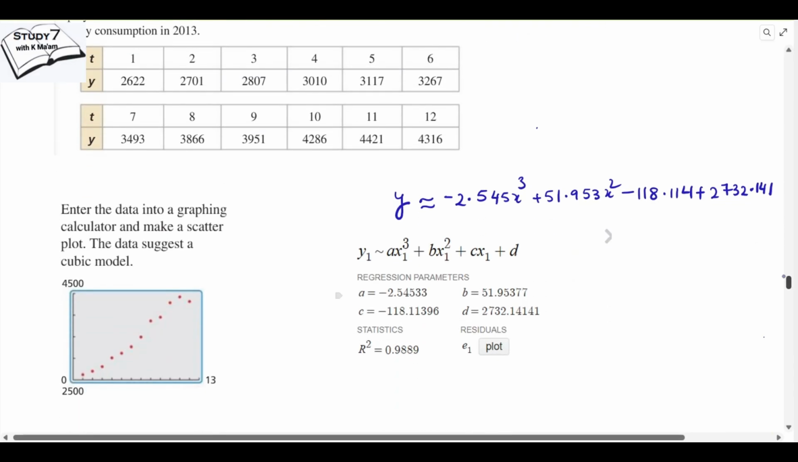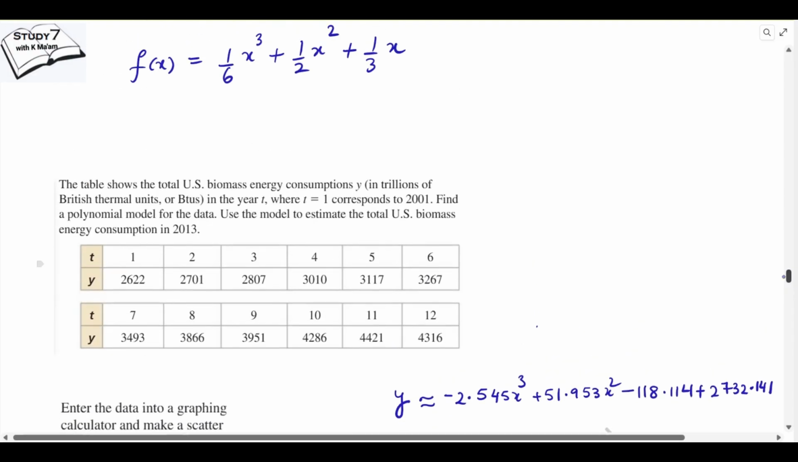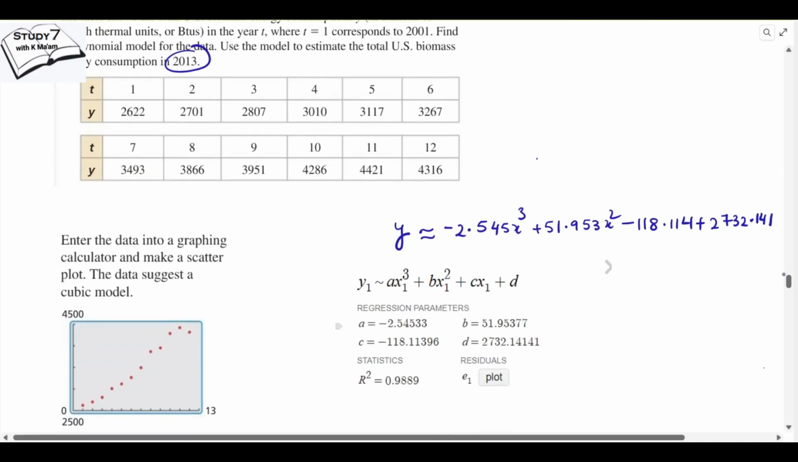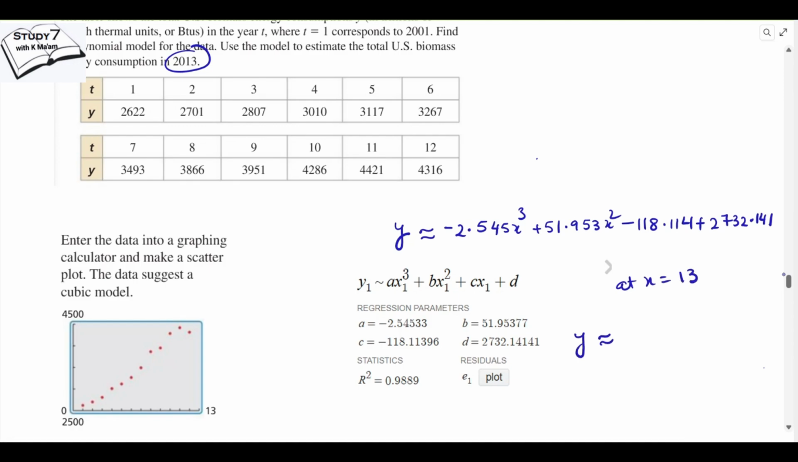This is how we use the regression models to calculate the cubic equation for the given data. Using this, I can calculate the value they ask for, 13. You can substitute 13 here. If you substitute x equals 13, your y value will be approximately 4385. This is the answer.